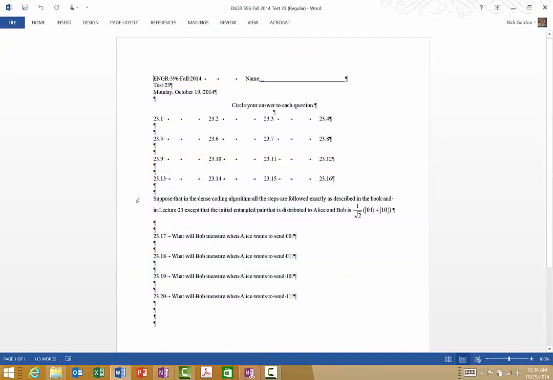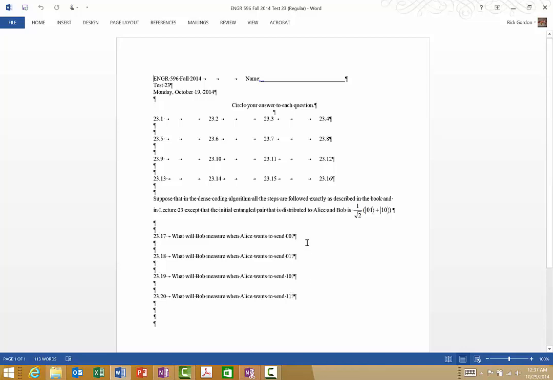This is on quiz number 23. We had this question. We said that suppose that in the dense coding algorithm, all the steps are followed exactly as described in the book and in lecture 23, except that the initial entangled pair that is distributed to Alice and Bob is 1 over square root of 2, 01 plus 10, instead of the usual 1 over square root of 2, 00 plus 11. And we ask, what will Bob measure when Alice wants to send 00, when she wants to send 01, when she wants to send 10, and when she wants to send 11?